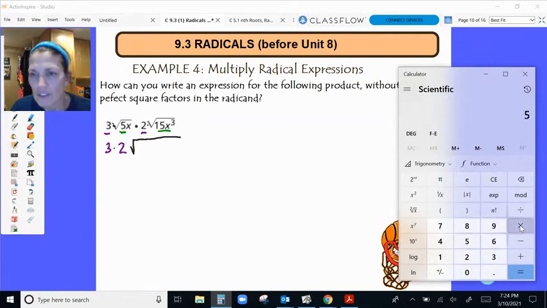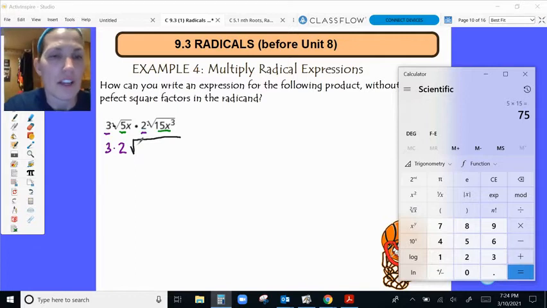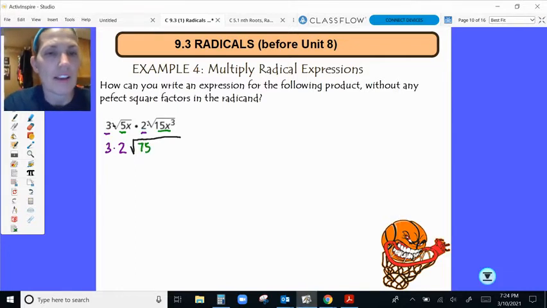So we go 5 times 15, which would give us 75, of course. 75, okay? And then x times x cubed is going to be x to the 4th. Now we want to simplify all that stuff, okay? We want to simplify everything in the radical.